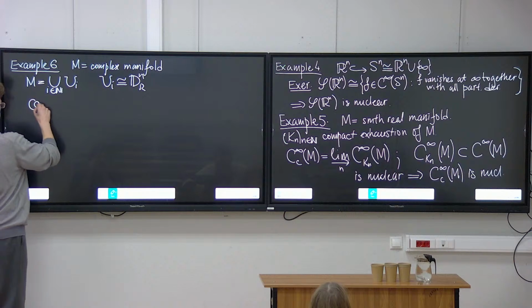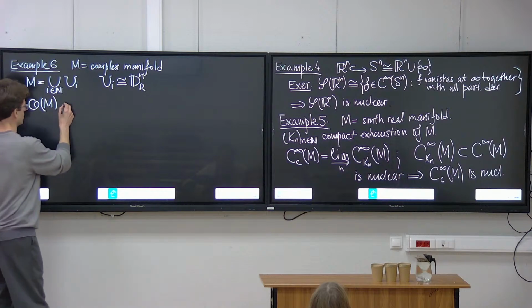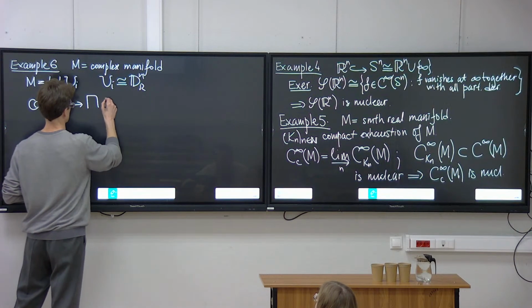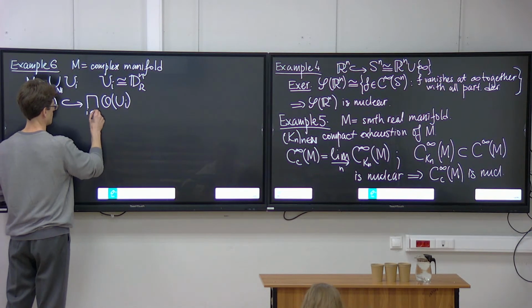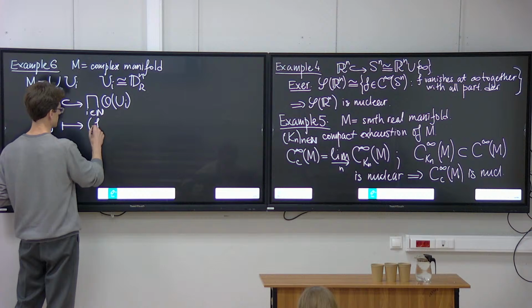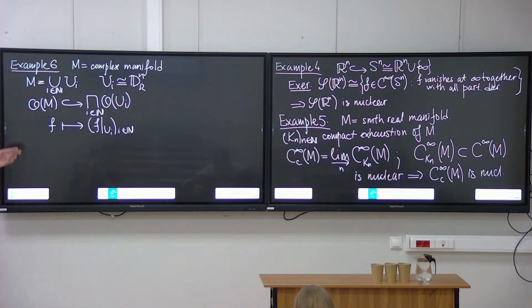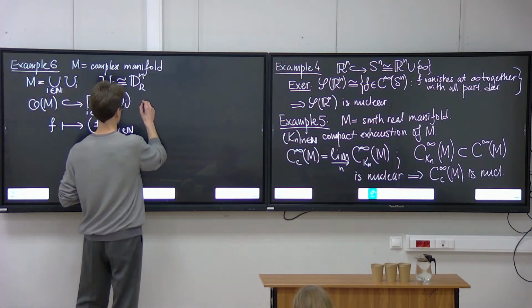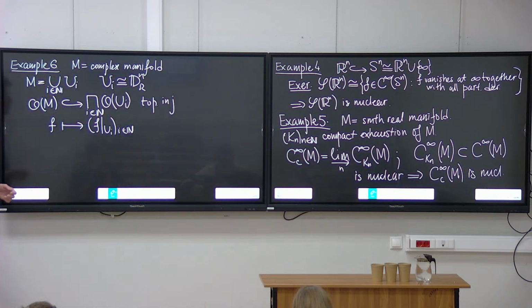So now, just like in the case of the space of smooth functions, we can identify the space of holomorphic functions with a subspace of the product of the spaces of holomorphic functions on the open sets U_i. Again, every function f goes to the family of its restrictions to the sets U_i. And this map is easily seen to be topologically injective. But we already know that the space of holomorphic functions on the polydisk is nuclear. And again, the same argument as before shows that O of M is also nuclear.